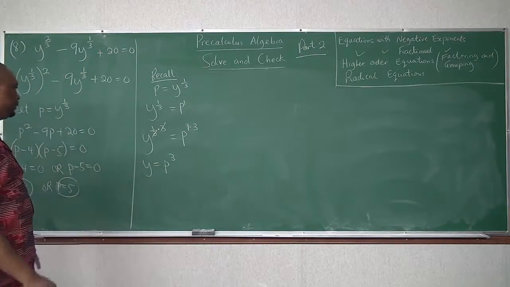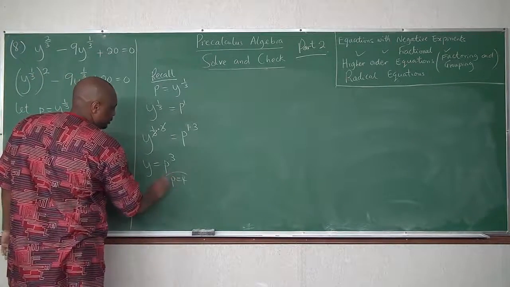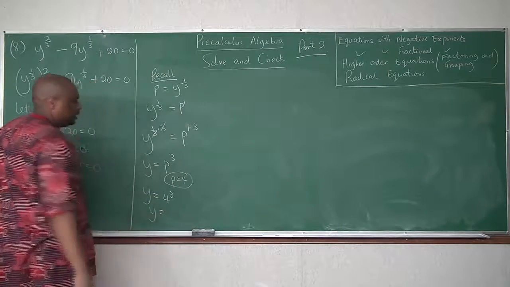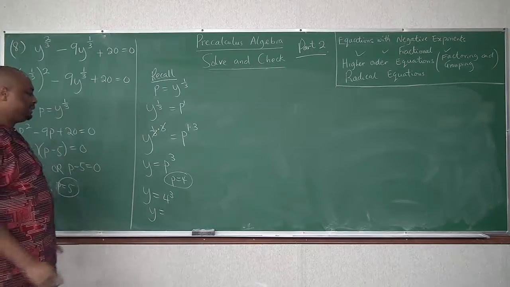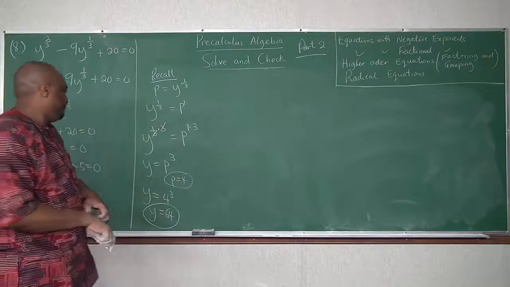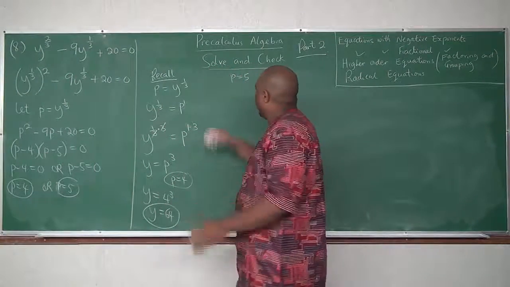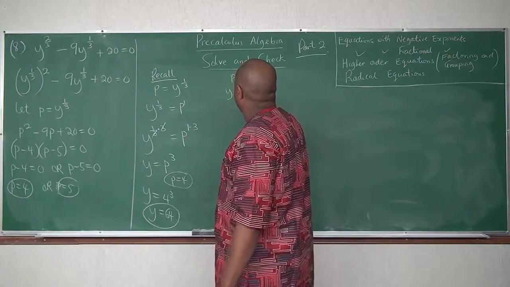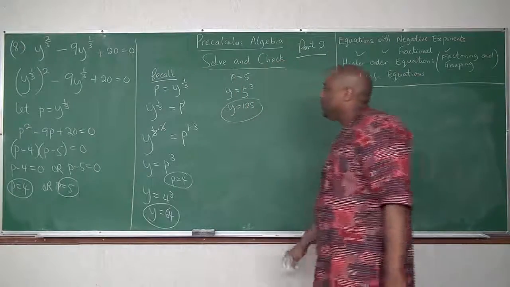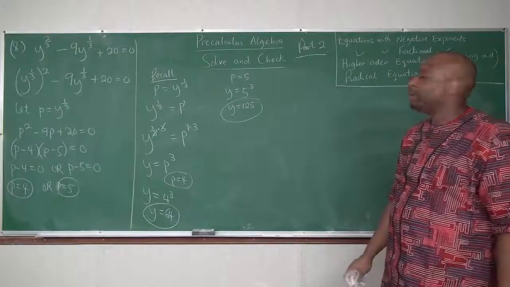When p is 4, y will be 4 cubed. 4 times 4 is 16, and 16 times 4 is 64. When p is equal to 5, y will be 5 cubed, and that is 125. So now we can check our work.